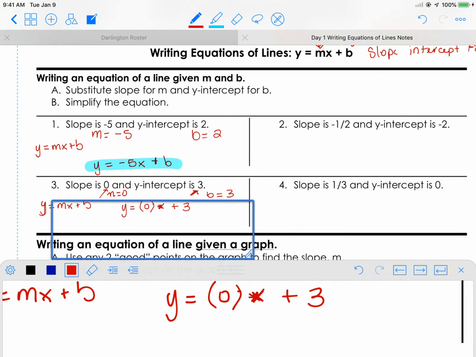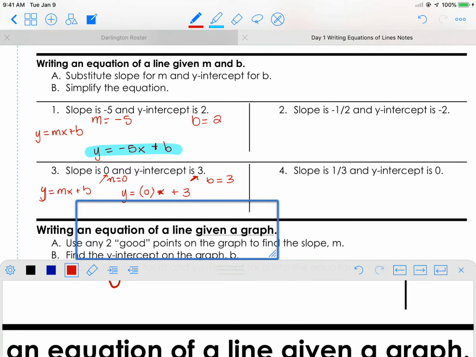So 0 times x, anything times 0 is 0, so that guy's just going to disappear. So we get y equals 3, which we know is a horizontal line where the only value that will ever occur for y is 3.